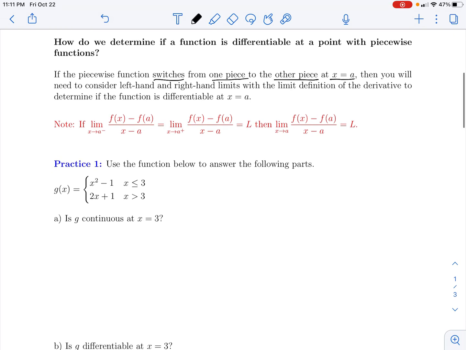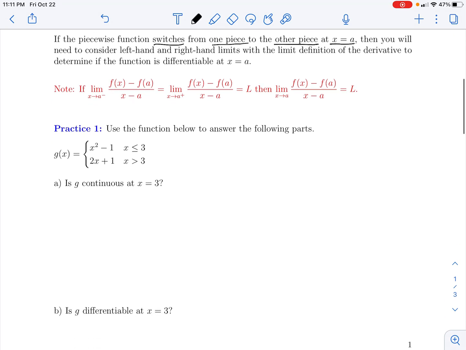So the first thing we're going to do is look at this piecewise function. When I'm figuring out if a function is differentiable at x equals some number, in this case x equals 3, I first want to make sure that the function is in fact switching from one piece to another at that x value. We see that that's the case here. We use the top piece for when x is less than or equal to 3, and the bottom piece when x is greater than 3. So it is in fact switching at x equals 3.